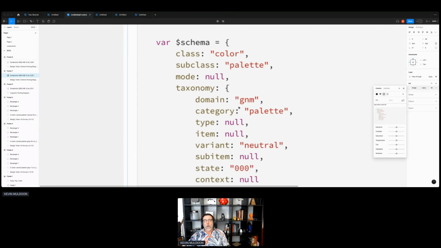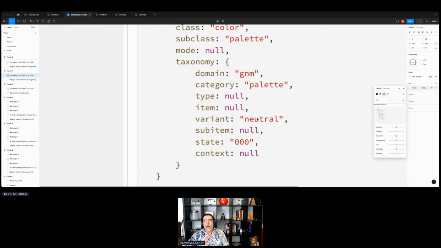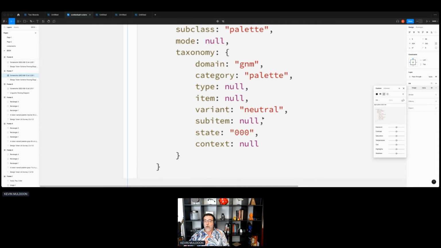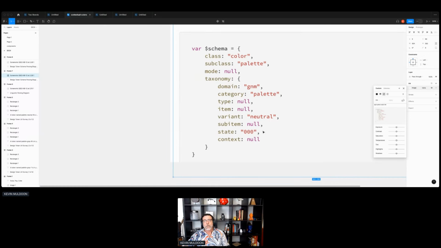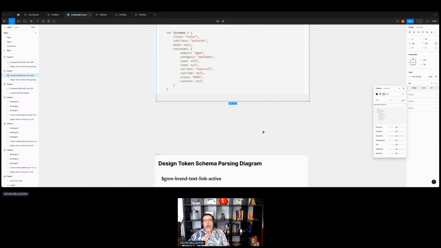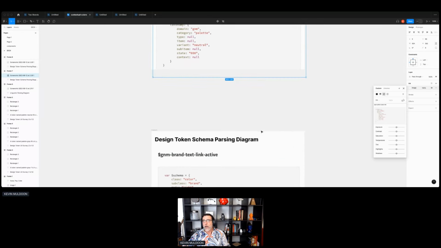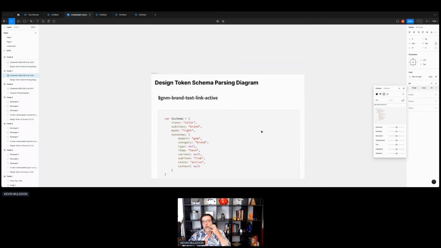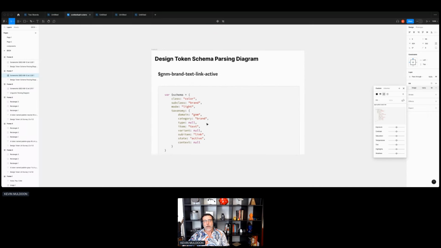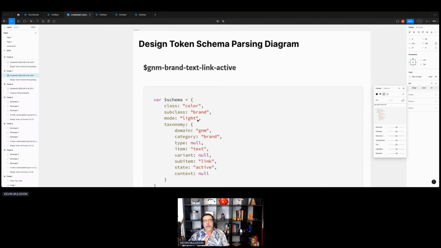So right now, the category is palette. The variant is a neutral. Why neutral? Because we have primaries and secondaries and infos. And then we have a state. And the state is 000 to indicate none. So that is one palette color. And the only other palette color, and I'm not going to go into all the other palette colors because it can't possibly, but a palette color is different than a contextual color, or some people call it a semantic color.